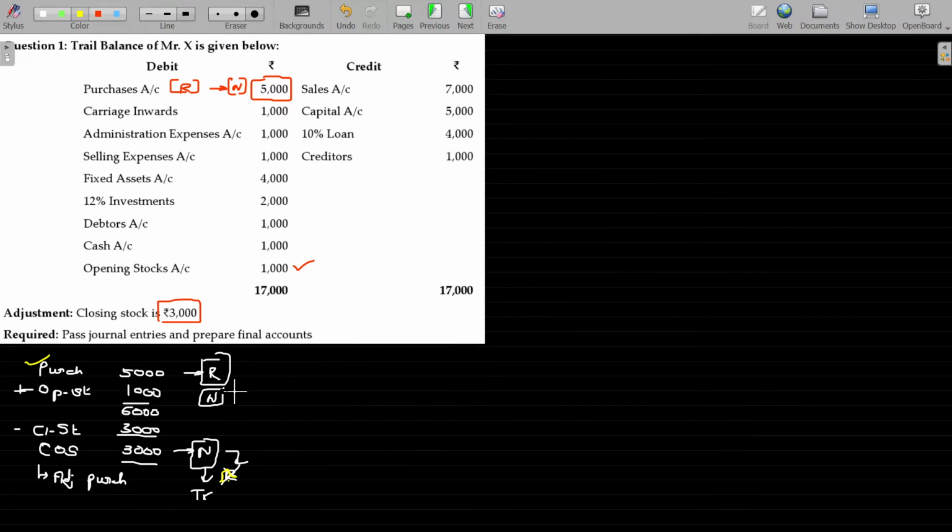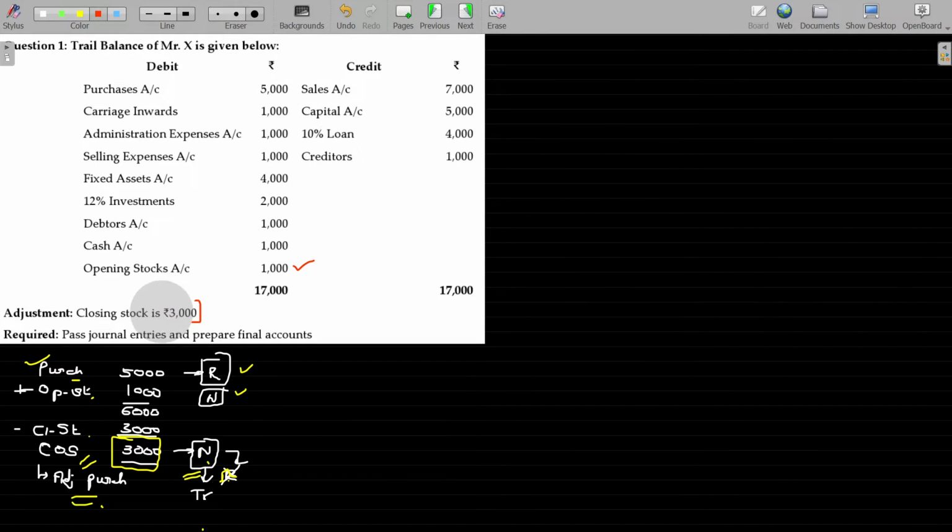Purchases is either a real account or a nominal account, but adjusted purchases, which is nothing but purchases after the adjustment of opening stock and closing stock, named as cost of sales or adjusted purchases, should always be a nominal account, transferable to the trading account. Now, only this amount is transferable to the trading account. Now, how do I arrive at this?